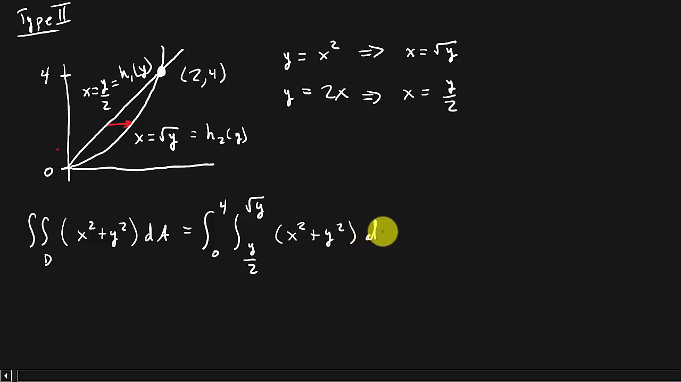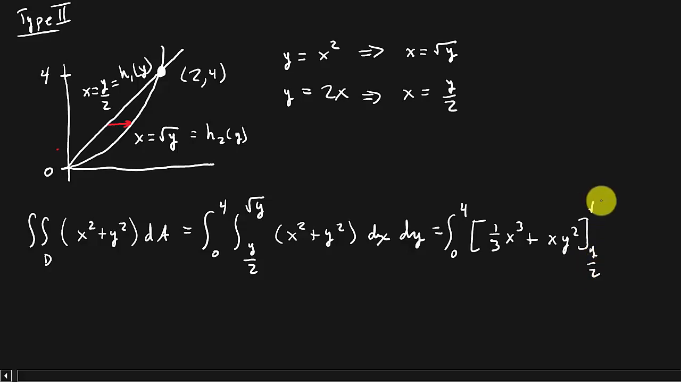And then what are we integrating with respect to first? See, our limits here are in y. We're integrating with respect to x, and then y. All right, so let's see what that gives us. That's going to give us 0 to 4, and we're integrating with respect to x. That's going to be 1/3 x cubed plus x y squared, from y over 2 to the square root of y, dy.